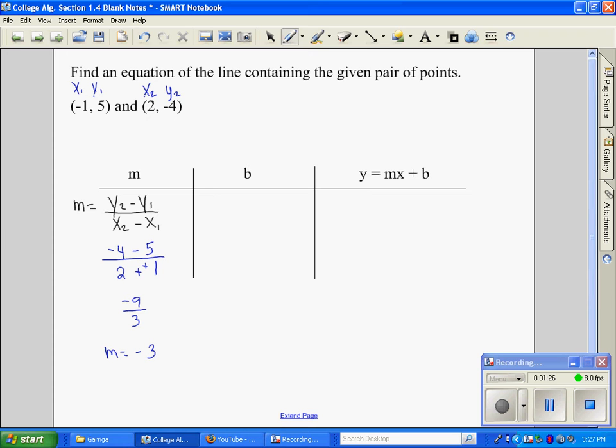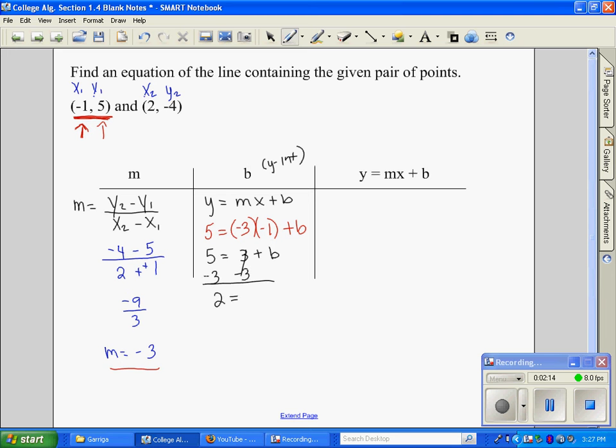Next, I need to find my y-intercept, my b. So I take my formula, y equals mx plus b, and I substitute everything in except for the b. I can choose either one of these points, so I'm going to choose this first point. y is going to be 5. m is the slope we found in the previous portion, negative 3. My x is negative 1, and then I have plus b because I'm solving for b. 5 equals 3 plus b. To get b by itself, subtract 3 from both sides, and 2 is equal to b.